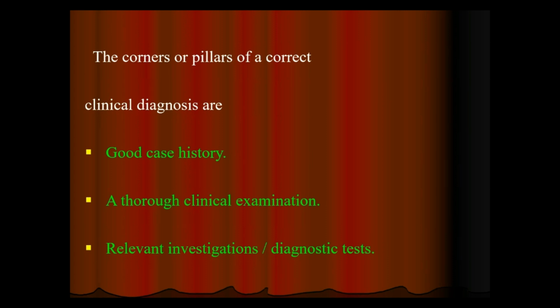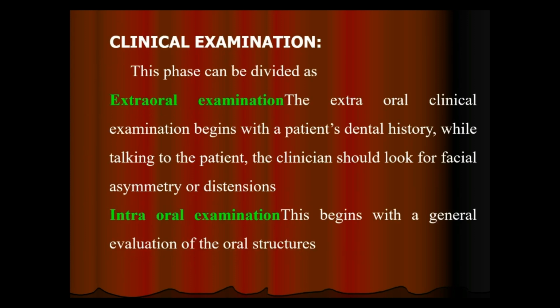The corner or pillar of a clinical diagnosis are a good case history, a thorough clinical examination, and relevant investigation or diagnostic test. Coming to the clinical examination, it can be divided as extraoral and intraoral examination. The extraoral clinical examination begins with the patient's dental history. While talking to the patient, the clinician should look for facial asymmetry or distensions.